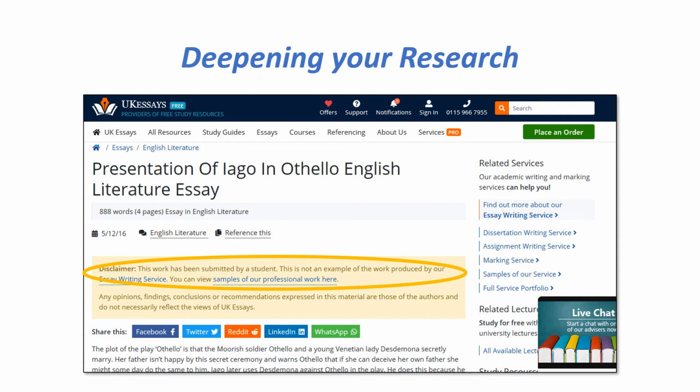You don't know what the credentials of this person are, so that might make you question the quality of the source. And then it says, this is not an example of the work produced by our essay writing service. You can view samples of our professional work here. And up here it says place an order. So these bits of information are showing you that actually this essay is here to pull you into the website, to attract you to the website, and then to convince you that it's probably a good idea to place an order for an essay on the topic that you need, and you pay your money and someone else writes your essay for you. Okay, that's a really, really bad idea.